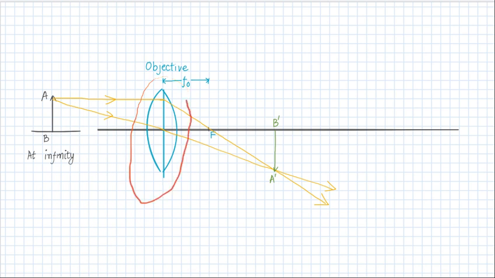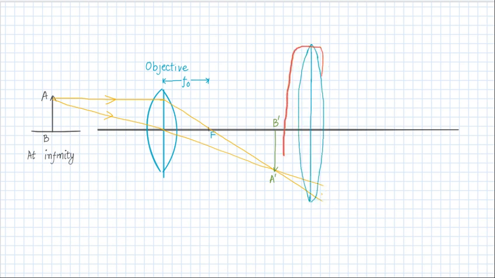Here we are done with the objective. Now we will introduce another convex lens. This convex lens will be your eyepiece. Now note, we will place the eyepiece in such a manner that this image A dash B dash should be formed inside the focal length of the eyepiece. Let me place the eyepiece.